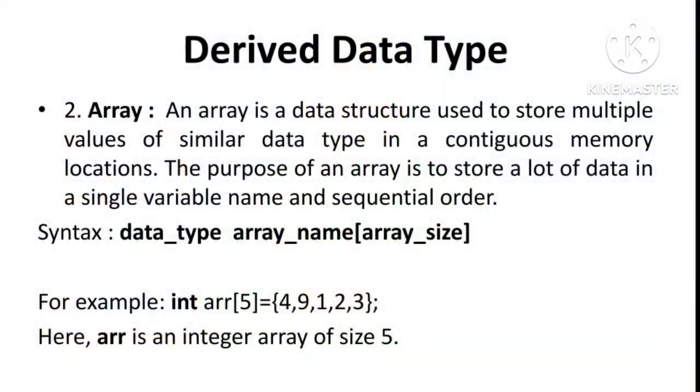This data type is the same as that we have discussed in the built-in data type. For example, int arr[5] = {4, 9, 1, 2, 3}. Here arr is an integer array of size 5 and these values inside the braces are the elements of the array.